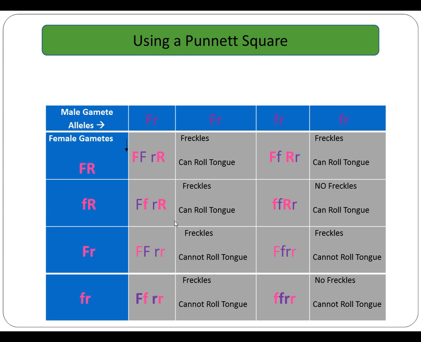We can even get more complex about combining the alleles. How many have no freckles and cannot roll their tongue? 1 of 8, so 1/8, half of a fourth, 12.5%.